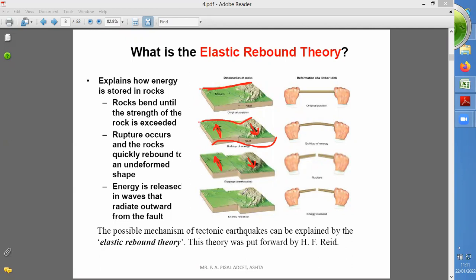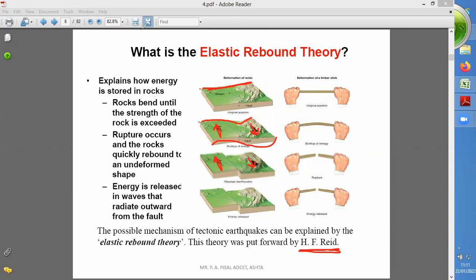Okay, the possible mechanism of tectonic earthquakes can be explained by the elastic rebound theory. Now what is the meaning of this? How the earthquakes, tectonic earthquakes, occur. We have seen three causes of the earthquake. In that, the first one is the tectonic, and the tectonic earthquakes happen with this procedure. This procedure is considered as the elastic rebound theory, and this theory or principle was first put forward by H.F. Reid. H.F. Reid was the scientist who first gave this explanation regarding the elastic rebound theory. Okay, so this is about the elastic rebound theory.